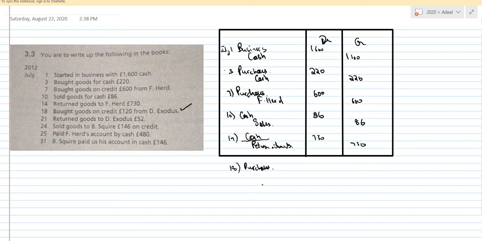And you would credit bank. Is bank written anywhere? No, but doesn't credit mean bank? Credit means bank. Oh yeah, forgot. Okay, so you would credit D Exodus.